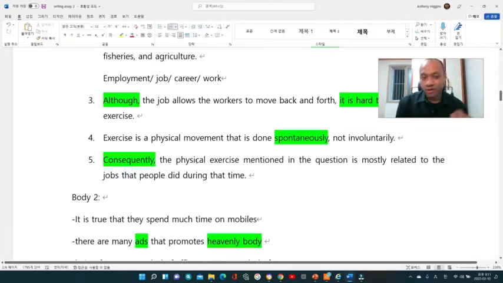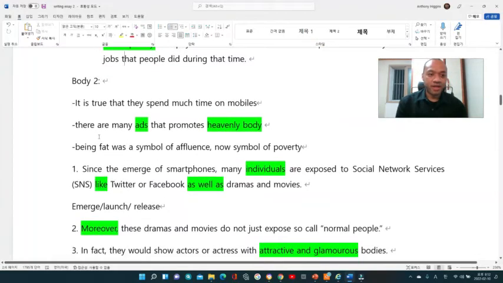All right, so overall, the reason why people think that the previous generations, like our father or grandfather generation, did a lot of exercise is because of the labor that they did, which consisted of a lot of movement. Body 2.